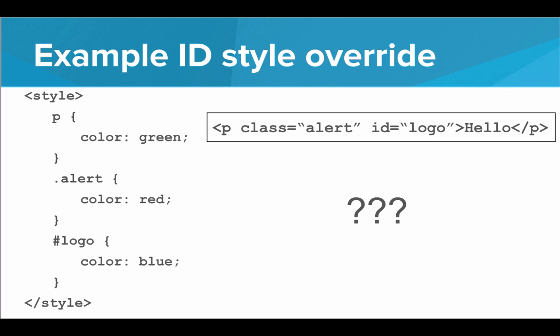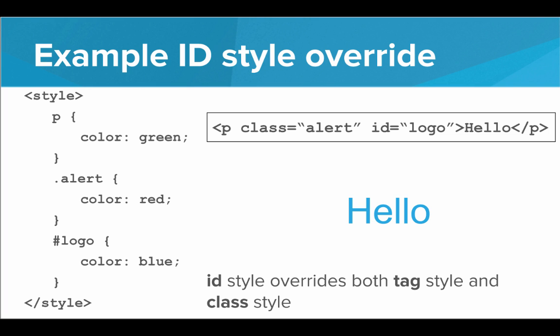Well, in this case, the tag would be blue, and this is because the ID style overrides both the tag style and the class style. ID is the most specific, so in case of a conflict, in case of several rules all applying to the same element, the ID rule takes the highest precedence.